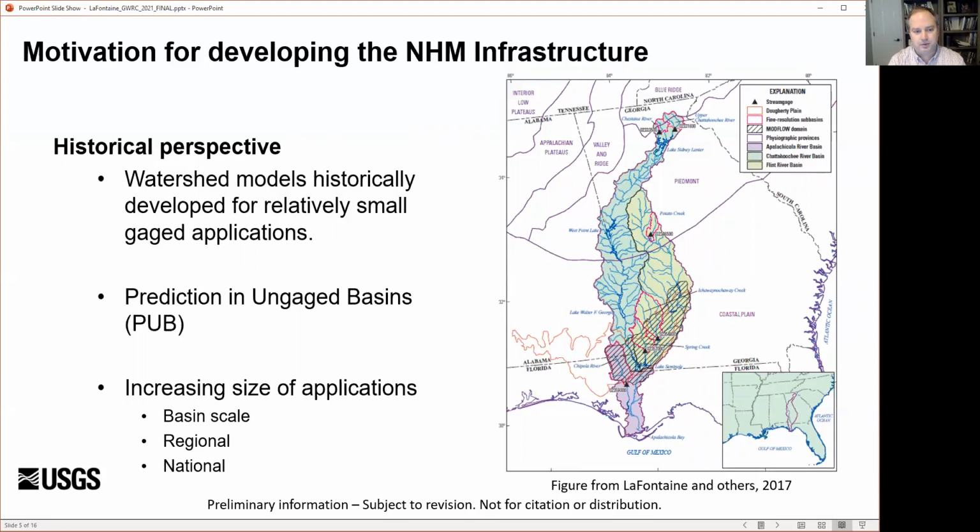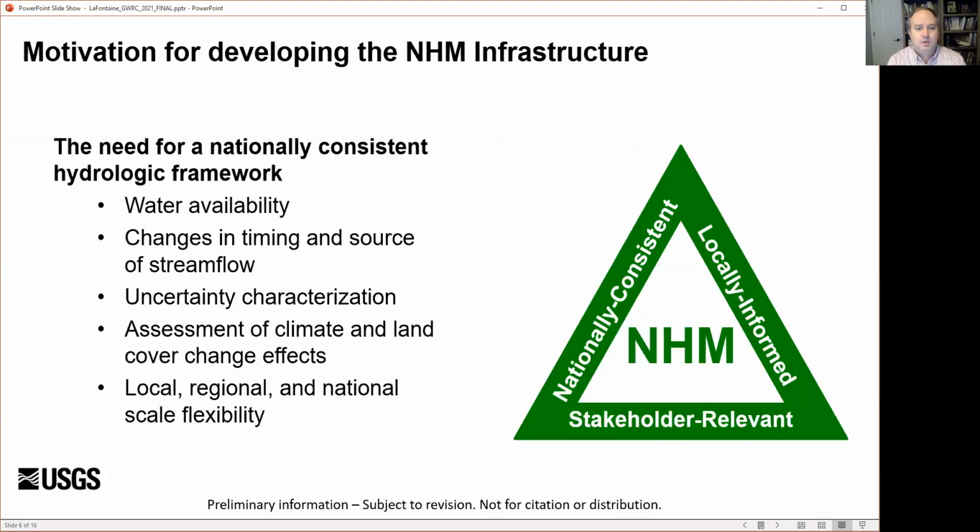We're building off the lessons learned in past studies, one big study that had lasted at least a decade, the Prediction in Ungaged Basins study. When we start to look at what information we have available, and what information we may need to represent the water budget, streamflow information, and various parts of the hydrologic cycle across the country, we see the need for a nationally consistent framework that can look to answer questions about water availability, and changes in timing and source of streamflow, as perhaps you have changes in climatic regime or in land cover characteristics.